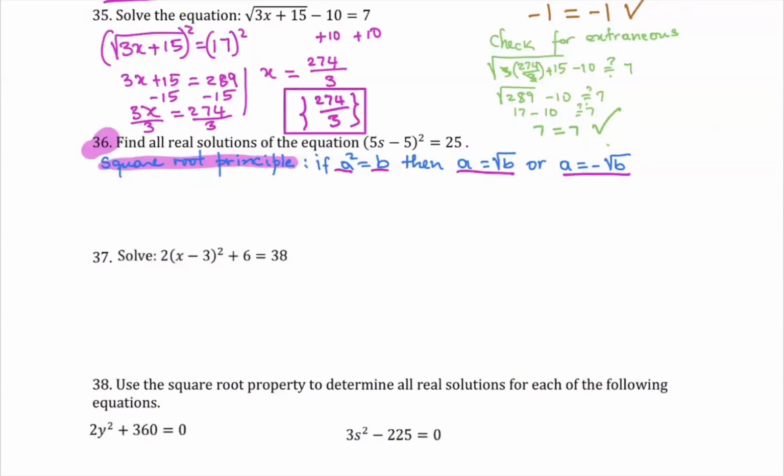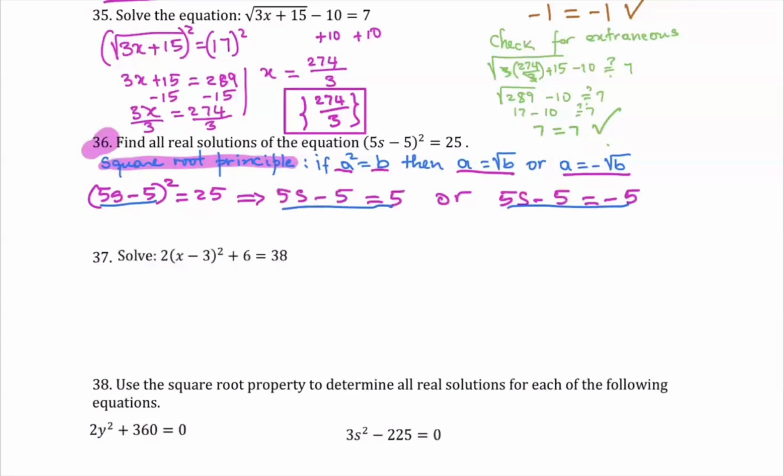So basically, having (5s minus 5) squared equals 25, using the square root principle, it implies that the expression inside of the square, 5s minus 5, equals the square root of 25, that is 5, or 5s minus 5 equals minus the square root of 25, that is -5. Now you have the two equations that we're going to solve to get the solutions of the equation.